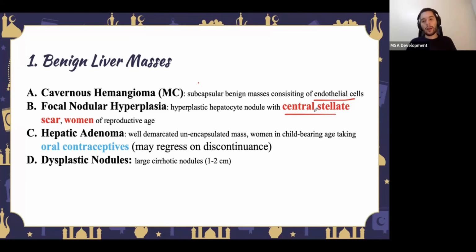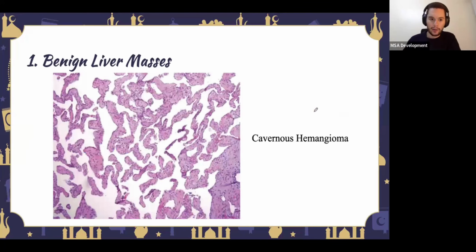Finally, you have dysplastic nodules. Typically, if you guys remember, for cirrhosis, you have fibrosis, bridging fibrosis, and regenerative nodules. Those regenerative nodules are typically 0.5 to 0.7 centimeters. If they reach 1 to 2 centimeters, then this is a large cirrhotic nodule, and it is referred to as a dysplastic nodule. And there is a chance that it could actually develop into a hepatocellular carcinoma. Right.